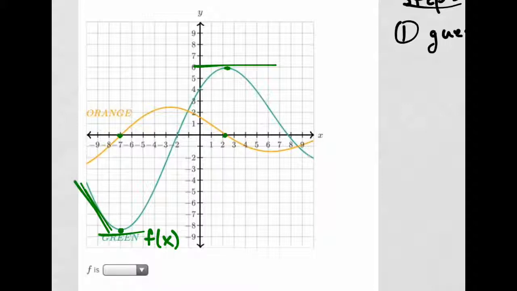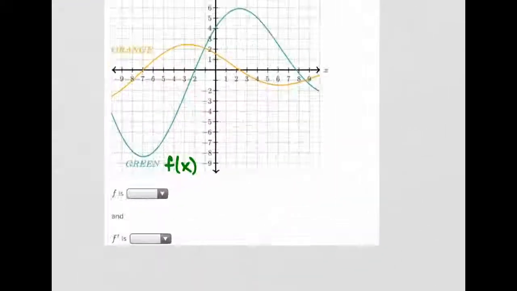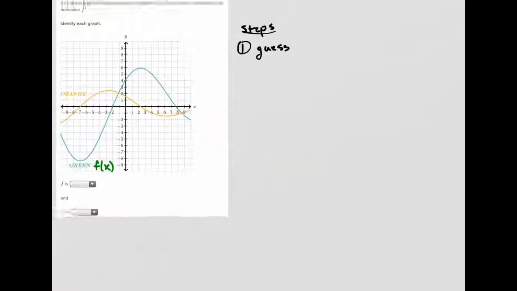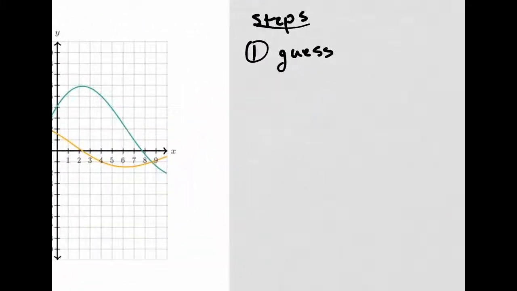Here, my derivative should be negative, and it is. Here, my derivative, actually from all the way there, should be positive, and it is. Do you guys see what's happening? And then here, the derivative should be negative, so it is. It's below the x-axis. Oh, that's beautiful. So f of x is green, and f prime is orange. So that's what you do for that one. Let me write down the rest of the steps.